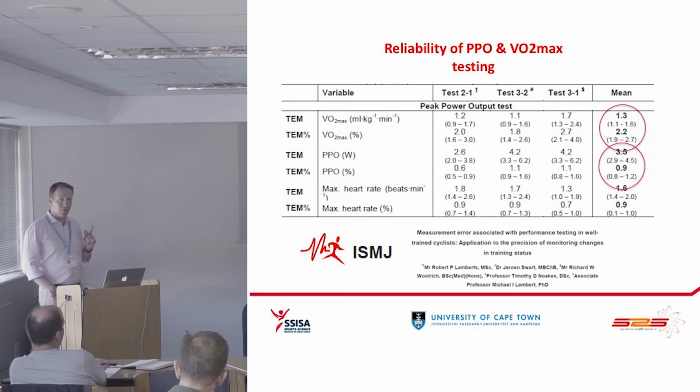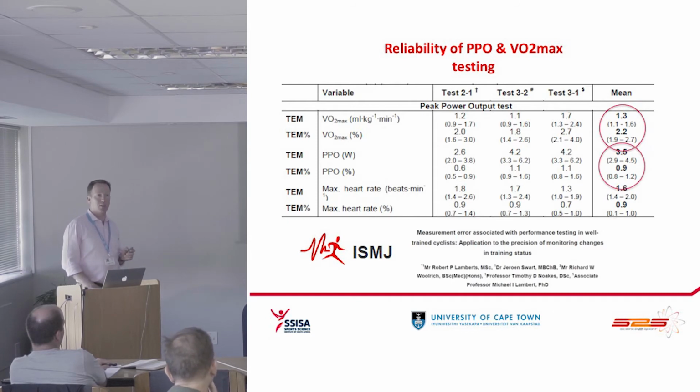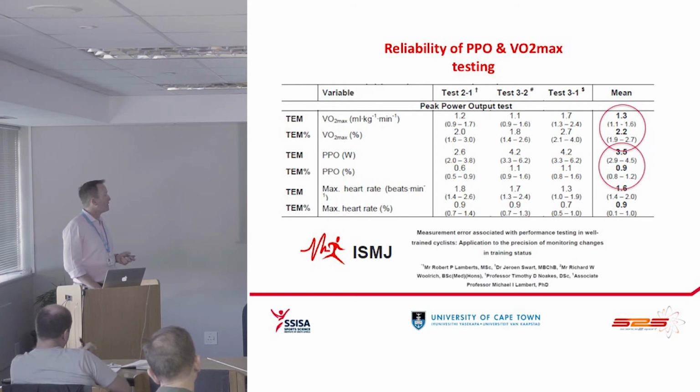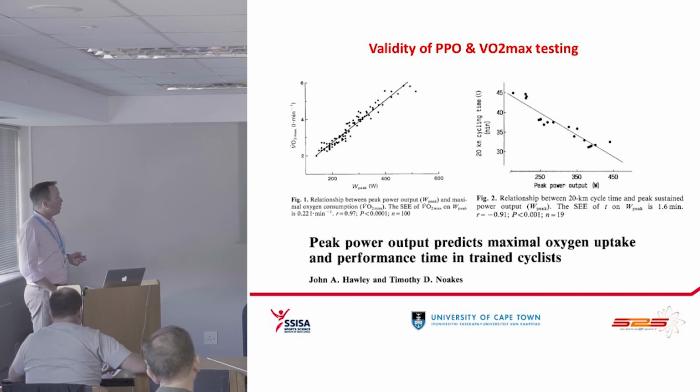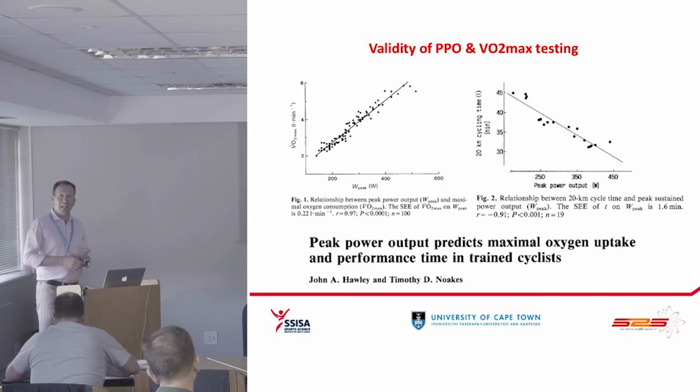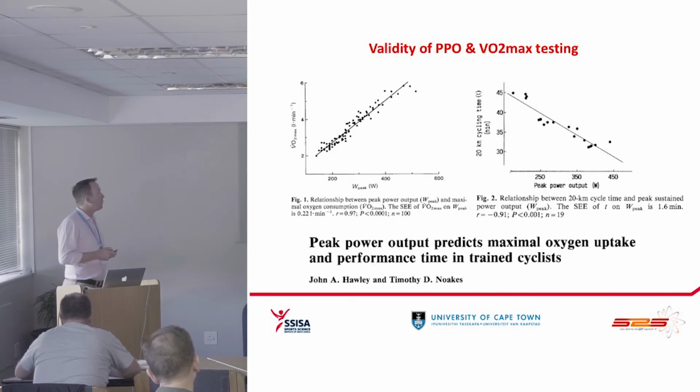VO2 max testing, if done right, can be quite reliable, but not as reliable. Okay? Twice as much variance as a peak power output test. What does PPO and VO2 max tell us? It does stratify populations really well.